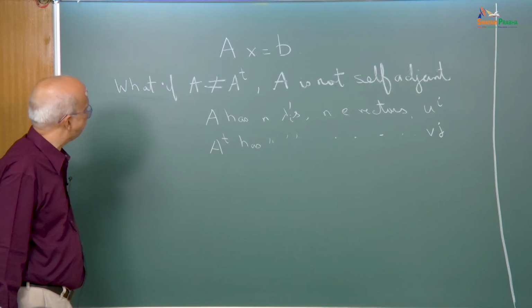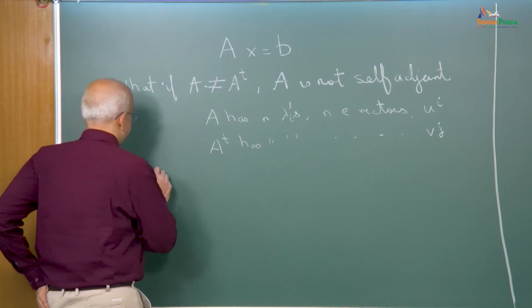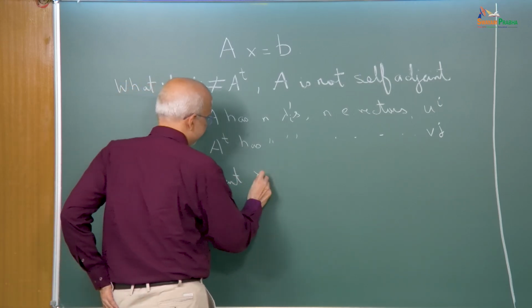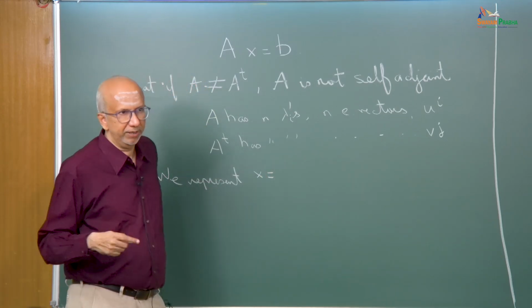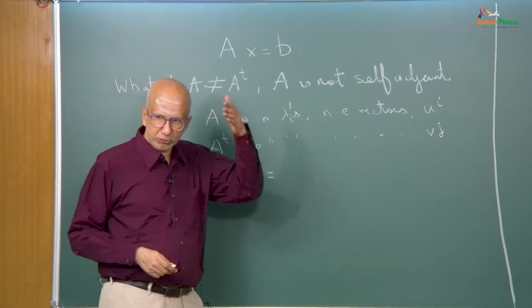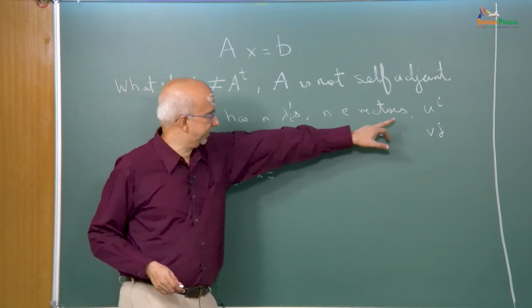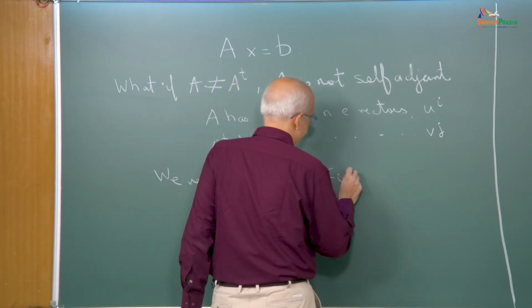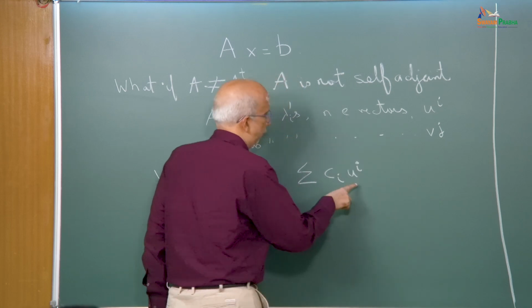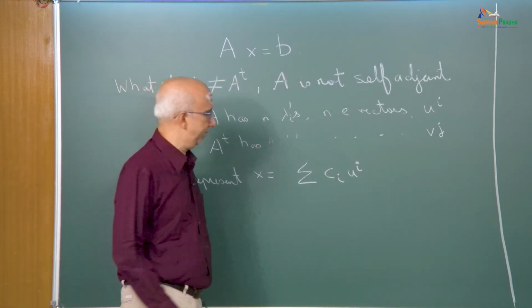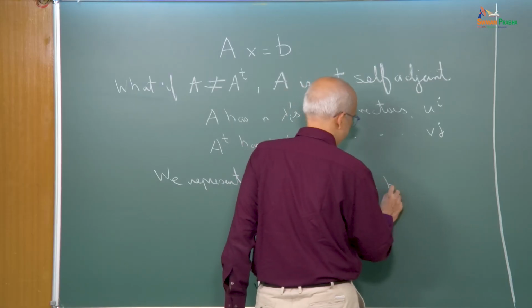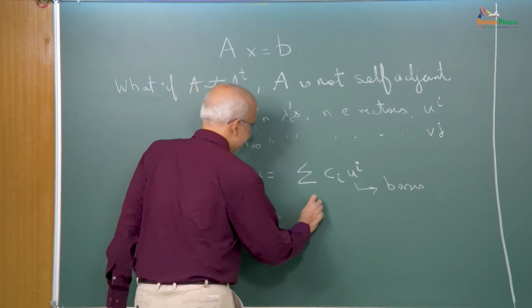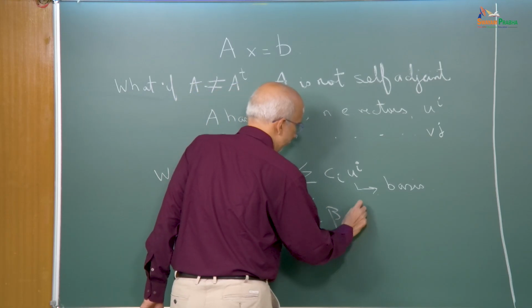Now, what we want to do is we represent x, the vector which we want to determine, because that also belongs to the same space. We use these eigenvectors ui as a basis, and we write it as sigma ci ui. Now, the ui form the basis, and b is written as sigma beta i ui.